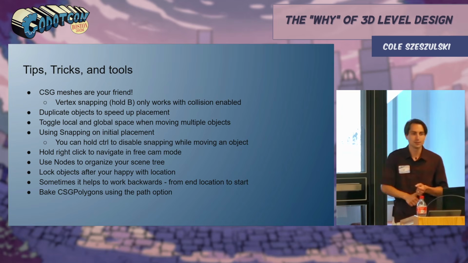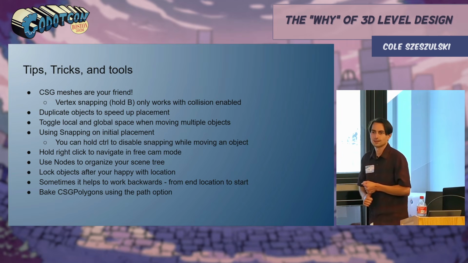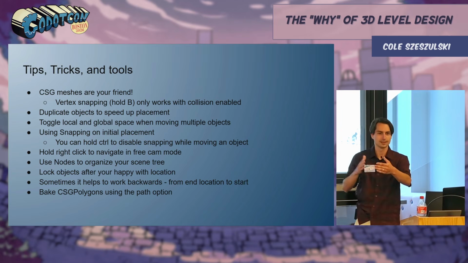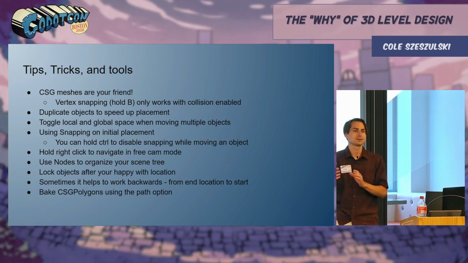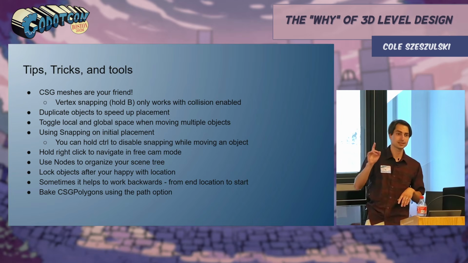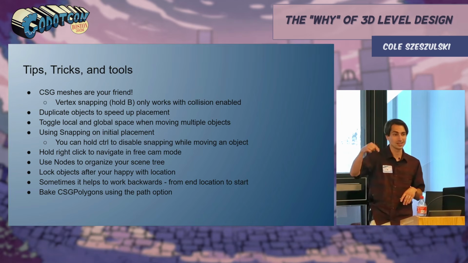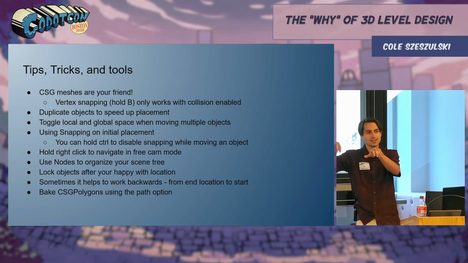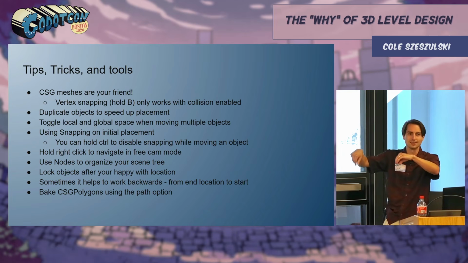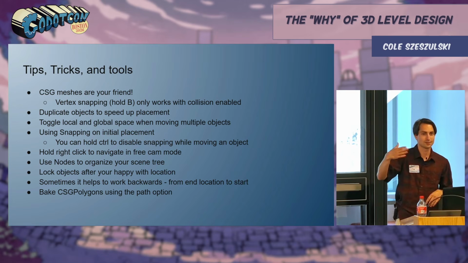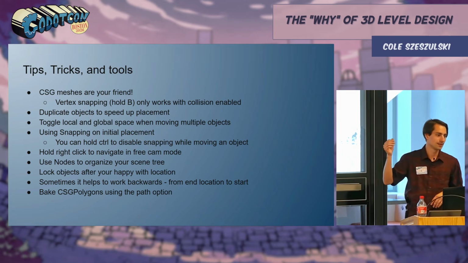Toggle local and global space while you're moving objects. It's kind of case dependent on what you're doing. Local space is great for when you're moving individual objects, so you can keep your axes based on the rotation of the object. But if you select multiple objects, and you still have it in local space and you want to rotate them, it will rotate each individual object around their own axes, which is traditionally not what you think of when you're selecting multiple objects and rotating them.